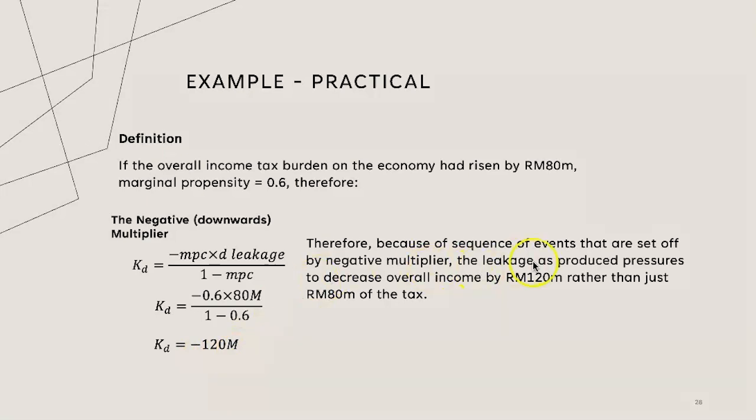Therefore, because of the sequence of events that are set off by the negative multiplier, mungkin tax burden ni risen sebanyak 80 million saja, tapi due to the chain effect, it will cost more than 80 million, as much as 120 million decrease in the overall income.